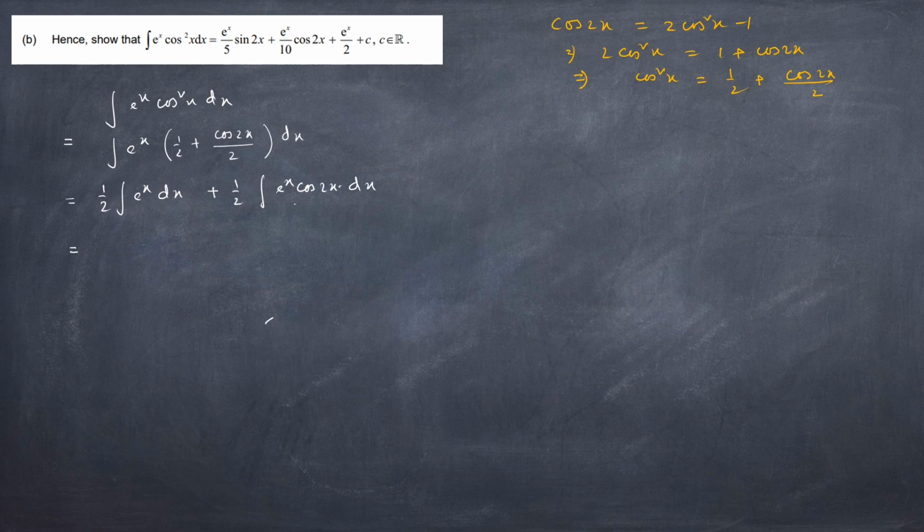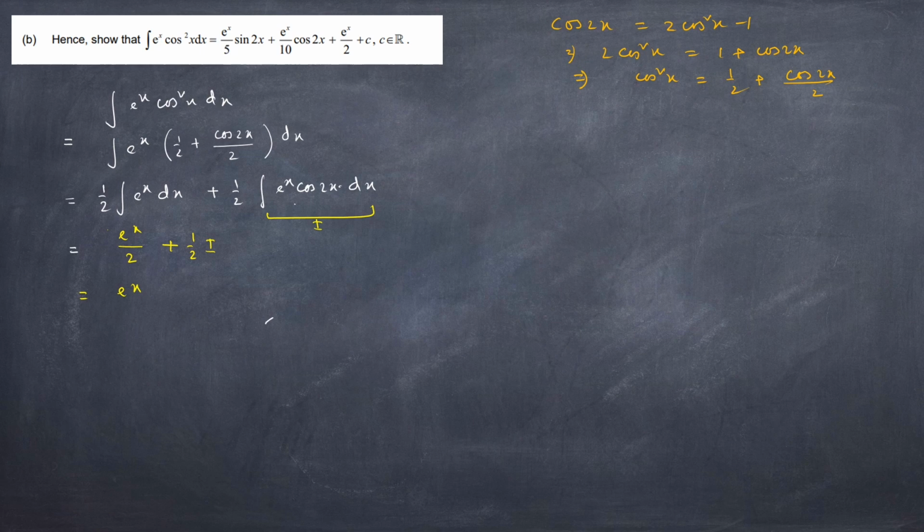So it is half e to the power x, so it is basically e to the power x by 2, because the integration of e to the power x is again e to the power x, plus half of this complete part is I, that we have already found out. So this value is I.